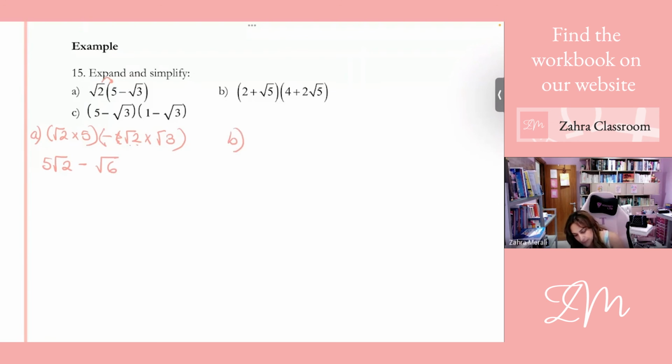Let's have a look at B. We've got 2 times 4 to give you 8. 2 times 2 root 5. So remember the numbers we can multiply to give you 4 root 5. Root 5 times 4 to give you 4 root 5 again. And then root 5 times 2 root 5. So let's write that out here. Now remember, if it doesn't have a number in front, it's like it's a 1. And then remember, root 5 times root 5 is 5. So we end up with 2 times 5. So we end up with 10. And then what we've got there is 18 plus 8 root 5.